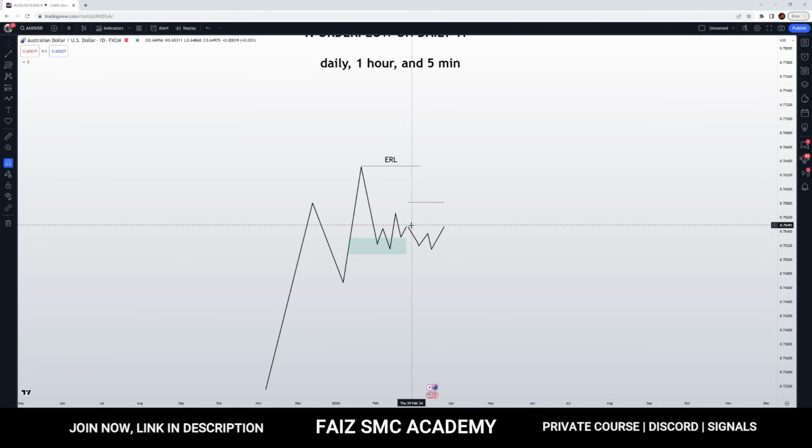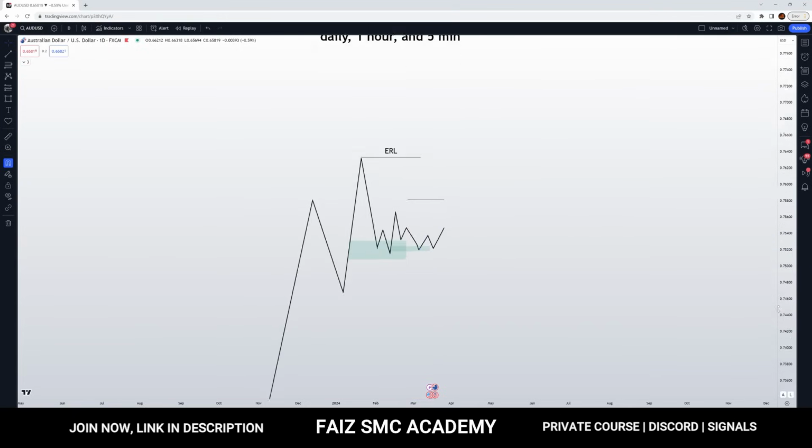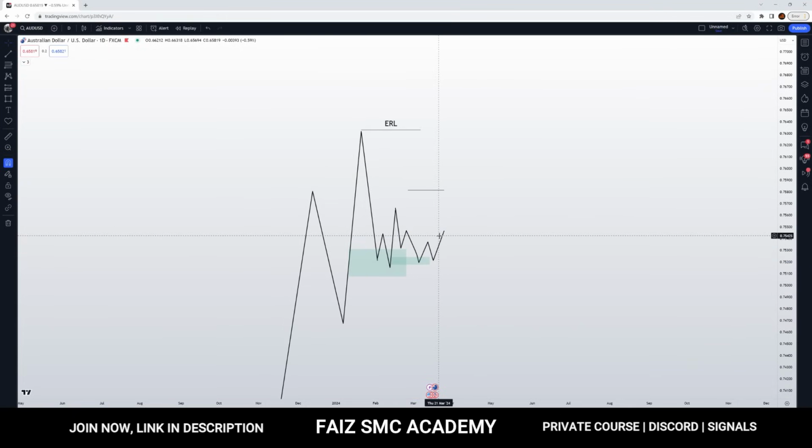All right. So once you get a market structure shift on the 1 hour, you mark out the extreme fair value gap on the 1 hour time frame, right? And you look for a 5-minute market structure shift, just like that. But the liquidity sweep method has a very high probability rate. It has a very good win rate.